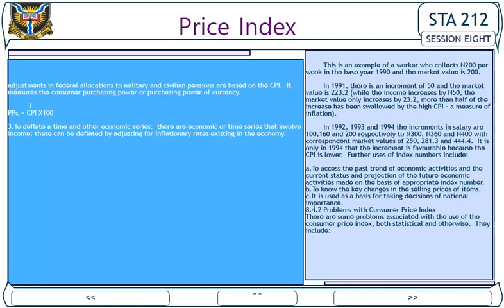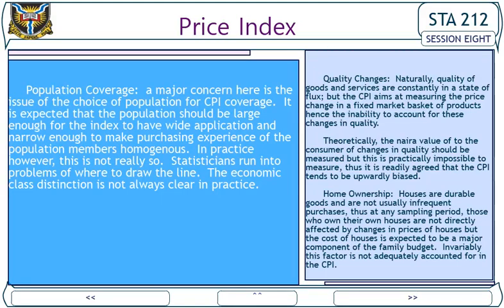Problems with Consumer Price Index. There are some problems associated with the use of the Consumer Price Index, both statistical and otherwise. They include population coverage. A major concern here is the issue of the choice of population for CPI coverage. It is expected that the population should be large enough for the index to have wide application and narrow enough to make purchasing experience of the population members homogeneous. In practice, however, this is not really so. We run into problems of where to draw the line. The economic class distinction is not always clear in practice.